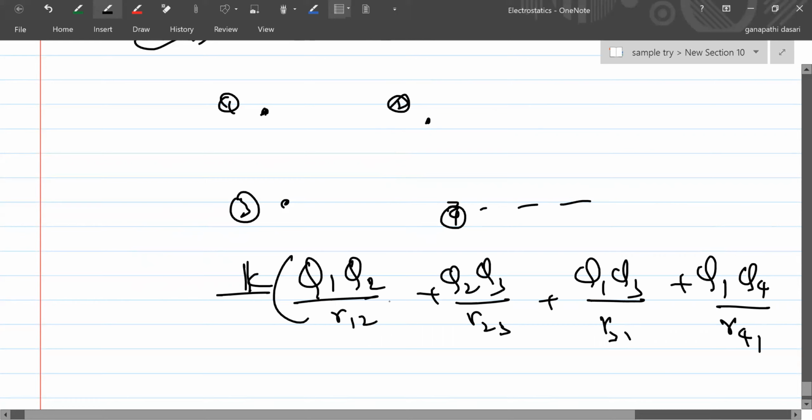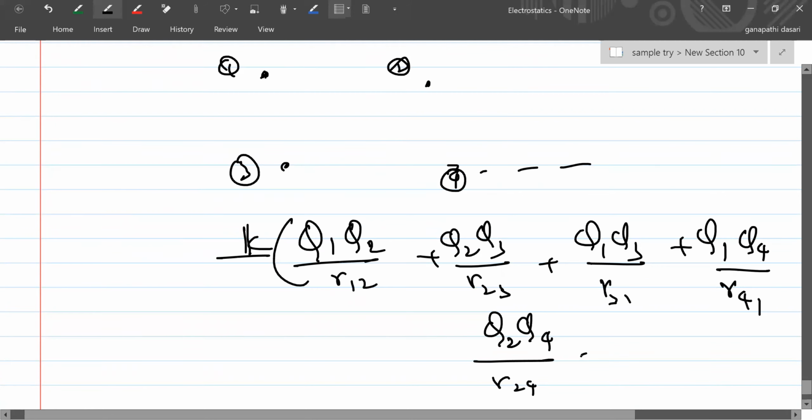1 2 you got, 1 3 you got, 1 4 you got, 2 3 you got, 2 4 you need to get: Q2 Q4 by R24, the distance between the second charge and the fourth charge. Then another value you have to get, 2 3 you got, 3 4: Q3 Q4 by R34. Got it? You need to add all the values to get the potential energy of the system.